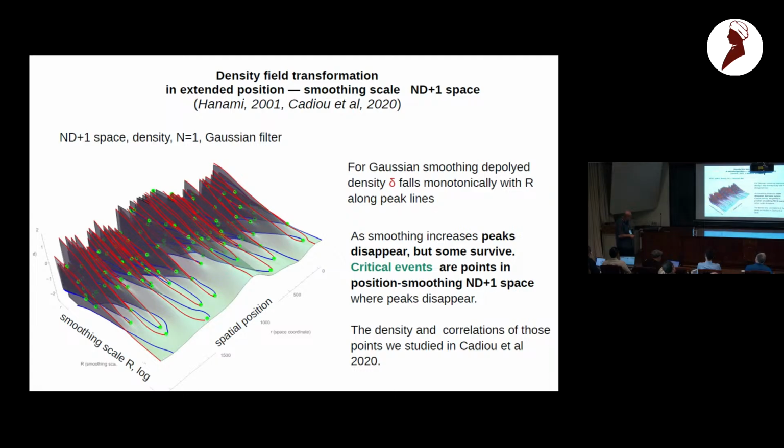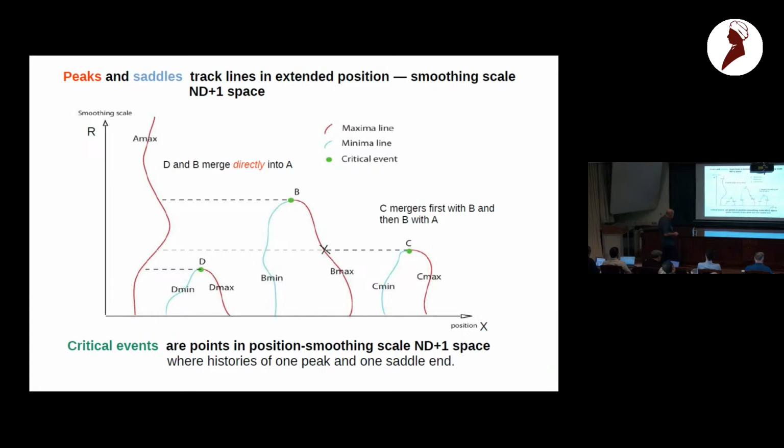So you increase the smoothing, it's a one-dimensional field. There are tracks of peaks and minima, and at some moment they disappear and merge. So that is what is happening, just looking from above on a one-dimensional slice. You have a track where the smoothing scale is vertical and position is horizontal, minima, maxima, it disappears. And that actually signifies that the peak which had this track starts merging with the peak which is surviving.